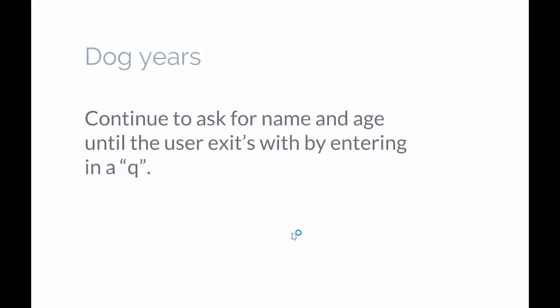So let's talk about dog years. This is a classic way that console input would work: continue to ask for the name and age until the user exits by entering in a Q. So if you see a Q, you want to exit, right? We don't want to be sitting there in an infinite loop going on forever.